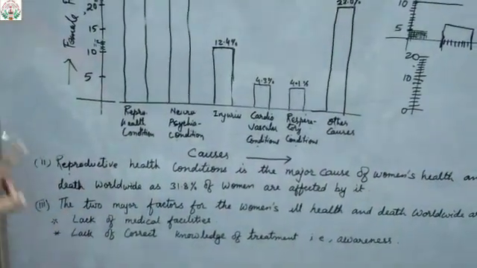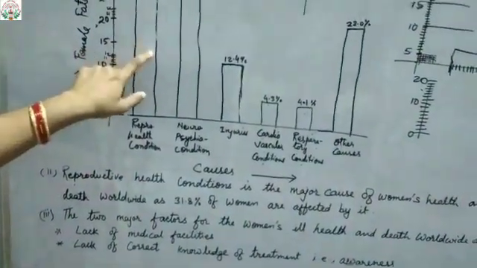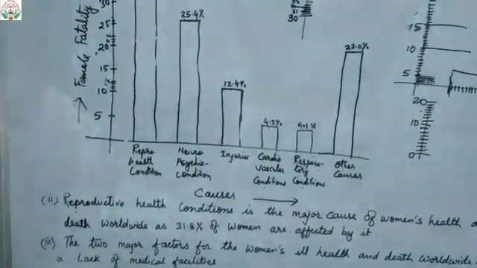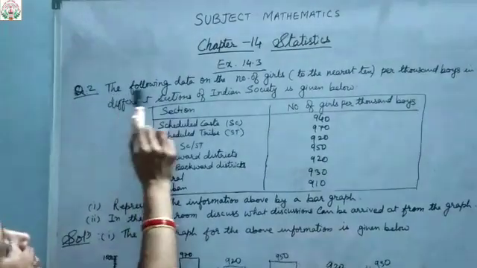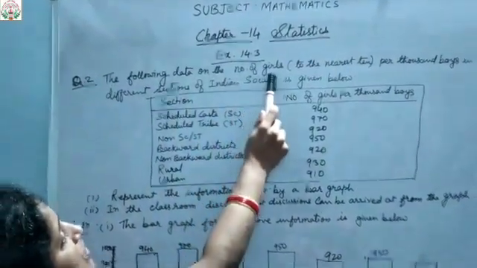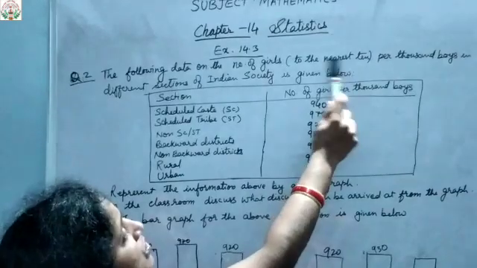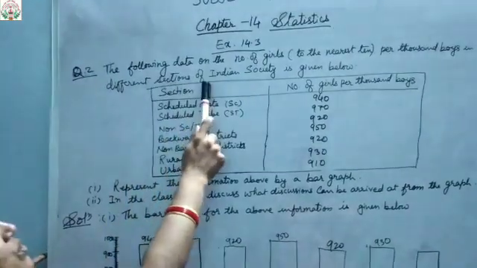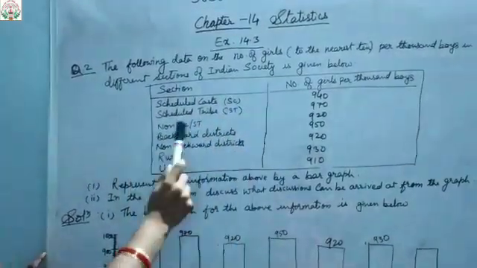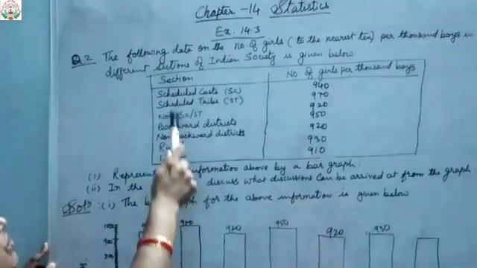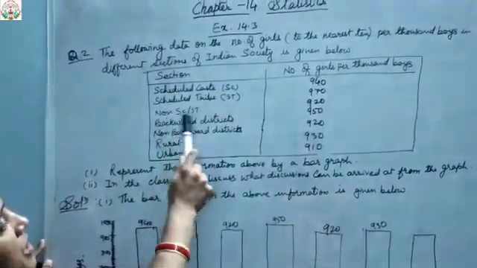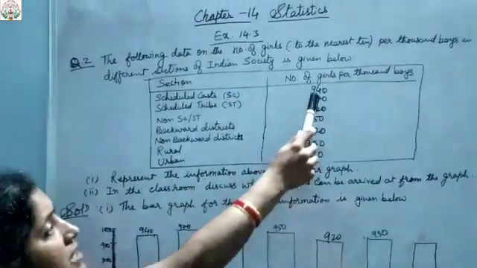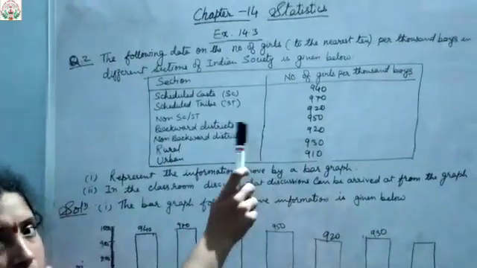Okay, clear? So the first question is over. Do this in graph paper only. Now let us move to the second question. Now children, see the second question. The following data on the number of girls, to the nearest 10, per 1000 boys in different sections of Indian society is given below. Here are the sections: scheduled caste, scheduled tribe and non-SC/ST, backward districts, non-backward districts, rural and urban areas. Here, the number of girls per 1000 boys.